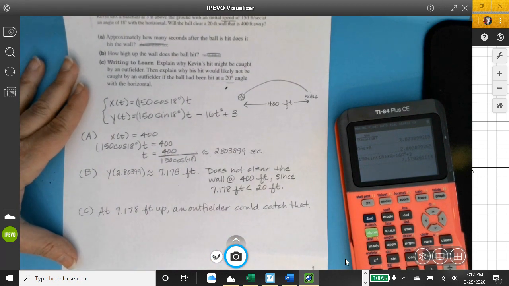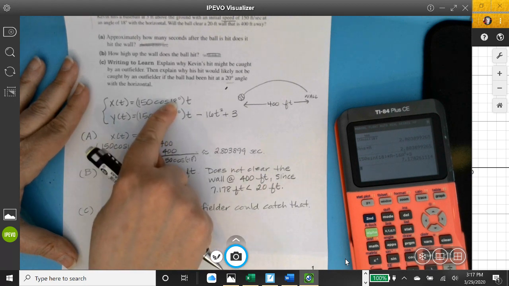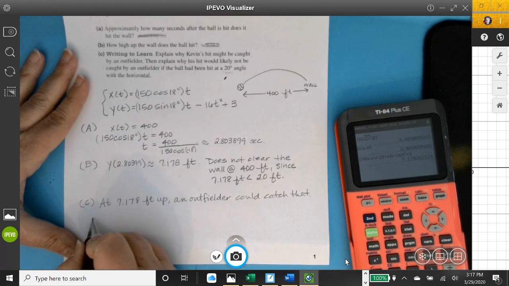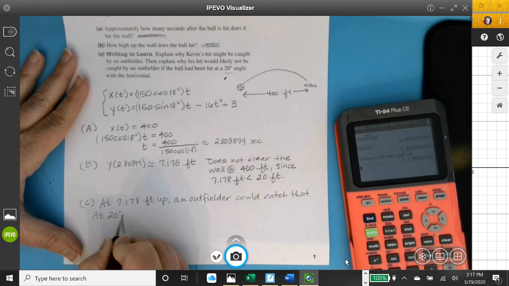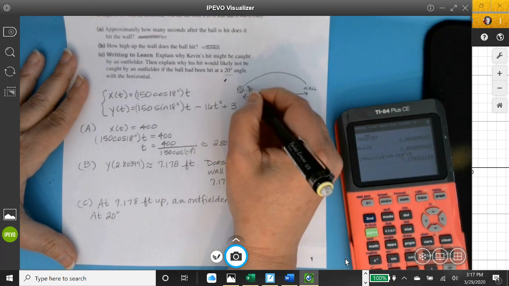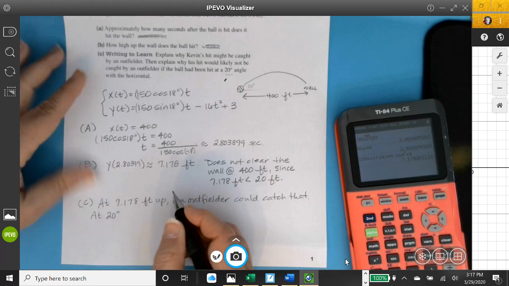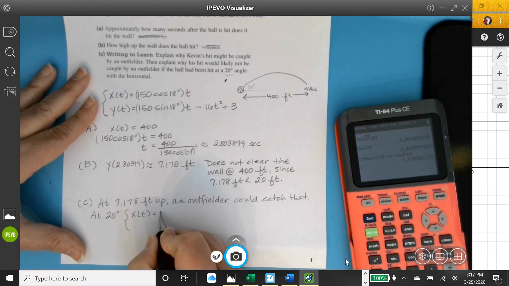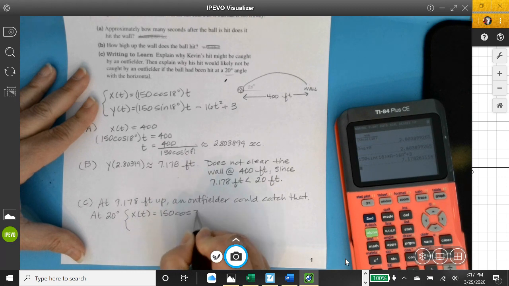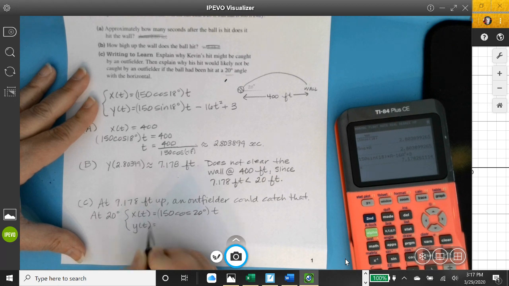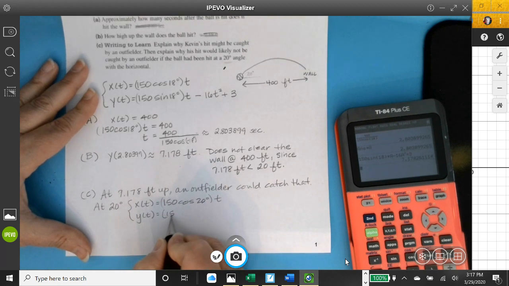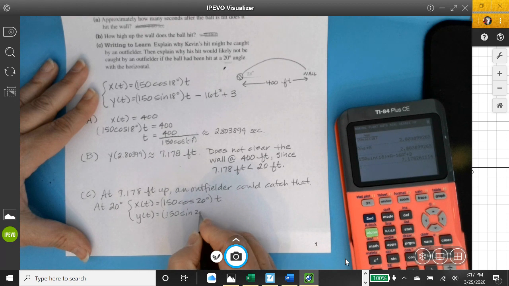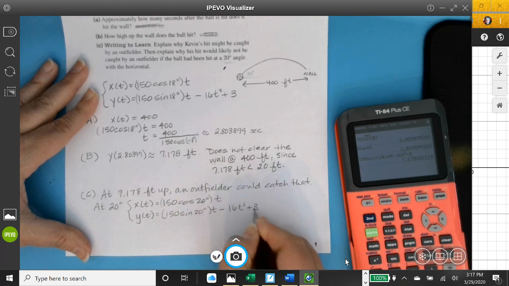Well, 20 degrees. What do I have to change? I have to change these two equations. So that means my angle is now not 18, but 20. So I'm going to change my parametric equations: x of t is equal to 150 times the cosine of 20 degrees times t, and y of t is equal to 150 times the sine of 20 degrees times t minus 16t squared, and we're still 3 feet up in the air.